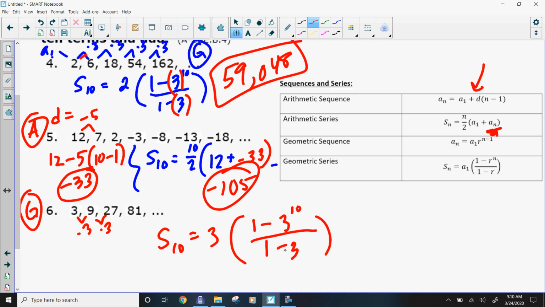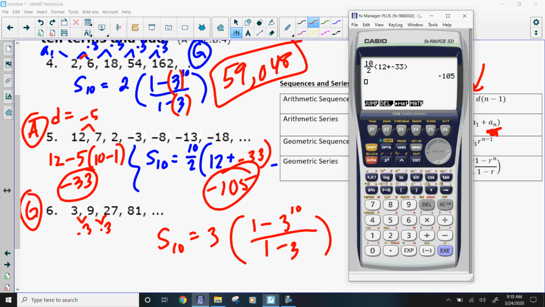So here we go. Calculator time. 3, parentheses, 1 minus 3. And again, I'm not using those parentheses since it's a positive that we plugged in. Putting that to the 10th power, and then down at the bottom we have 1 minus 3. And we close the parentheses, and it's 88,572.